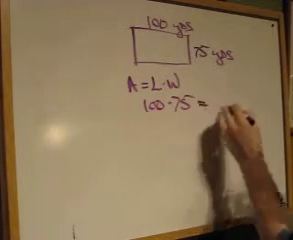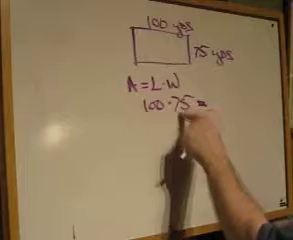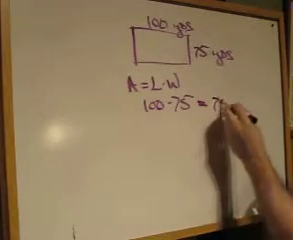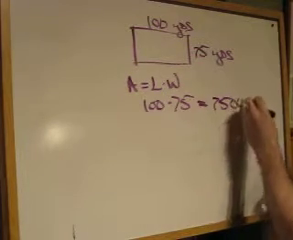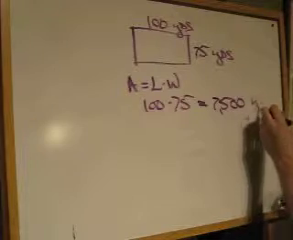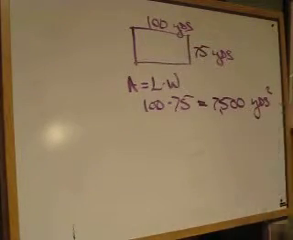Well, area, again, is length times width, so 100 times 75. Okay, if you remember in one of the other lessons, whenever you're multiplying by something with the hundreds, you multiply the number times the number, forget the zeros, so 75 times 1, and then add the zeros. So we just came up with the area, 7,500 yards squared. Remember, we multiplied, so we put a square up there.